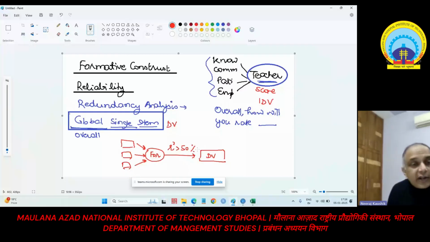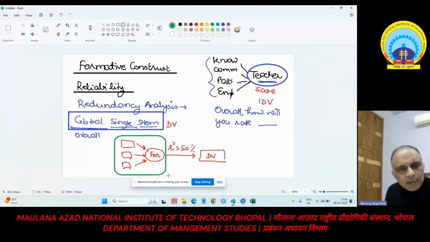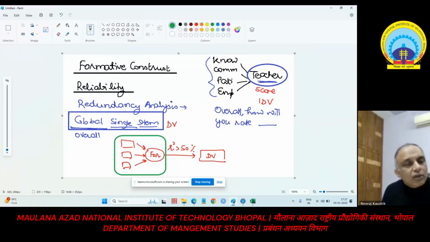See, what is meant by redundancy? Redundancy is repetition. So it means when you work, one is the thorough method, whatever method you use to compute the score using SmartPLS. Take that score and the single item should be taken as the dependent variable. And R square should be more than 50%. If you are able to explain 50% of that, it means your formative item has reliability. Okay, this is called redundancy analysis.